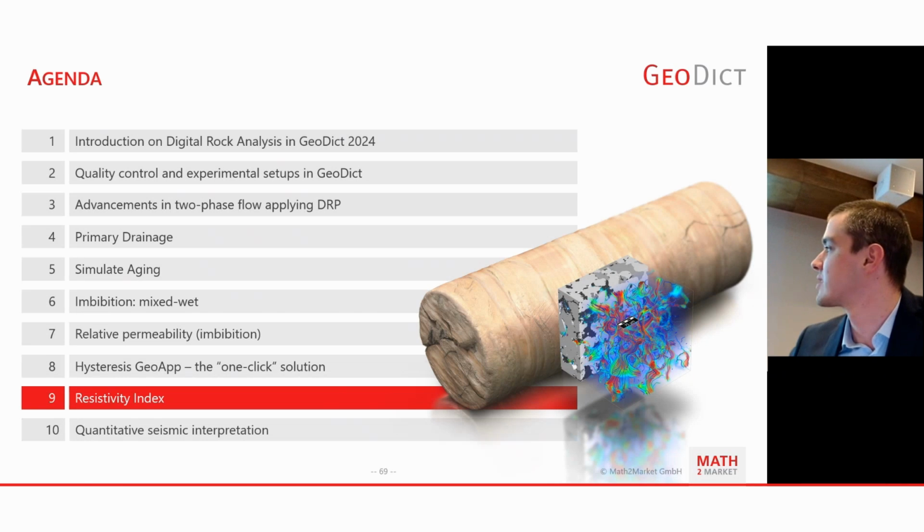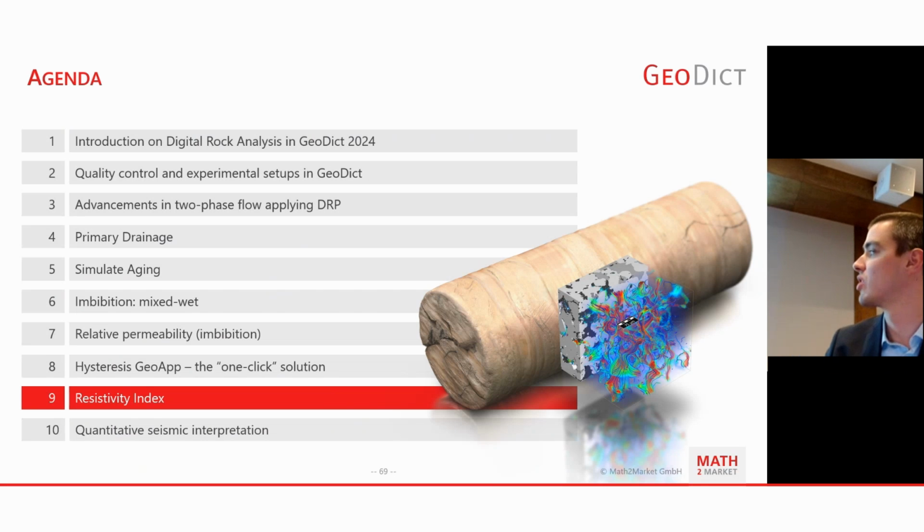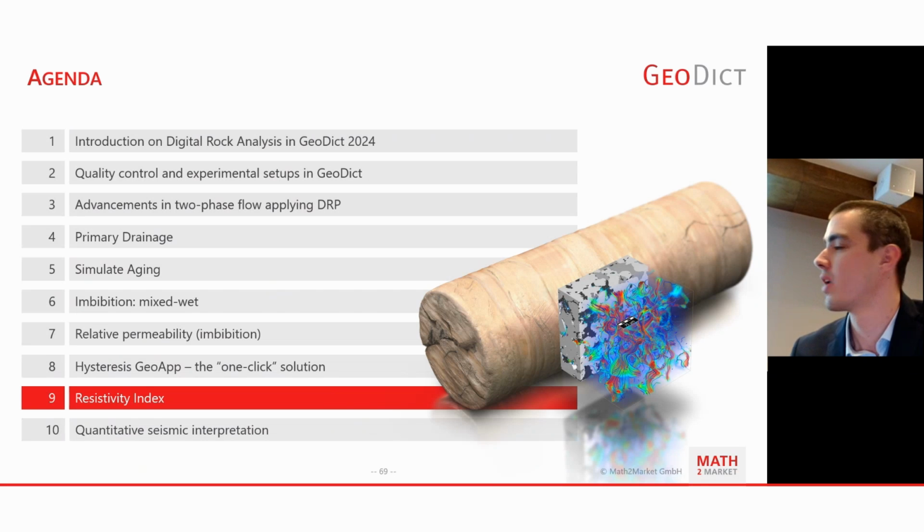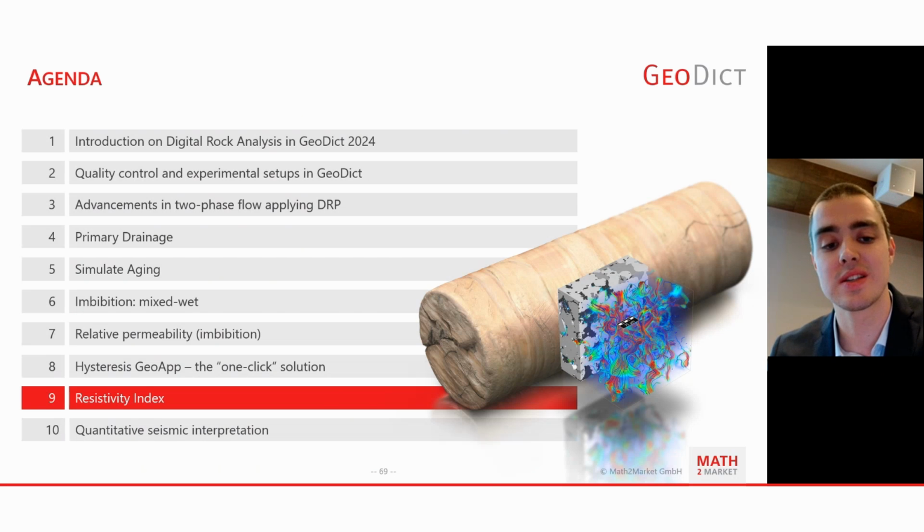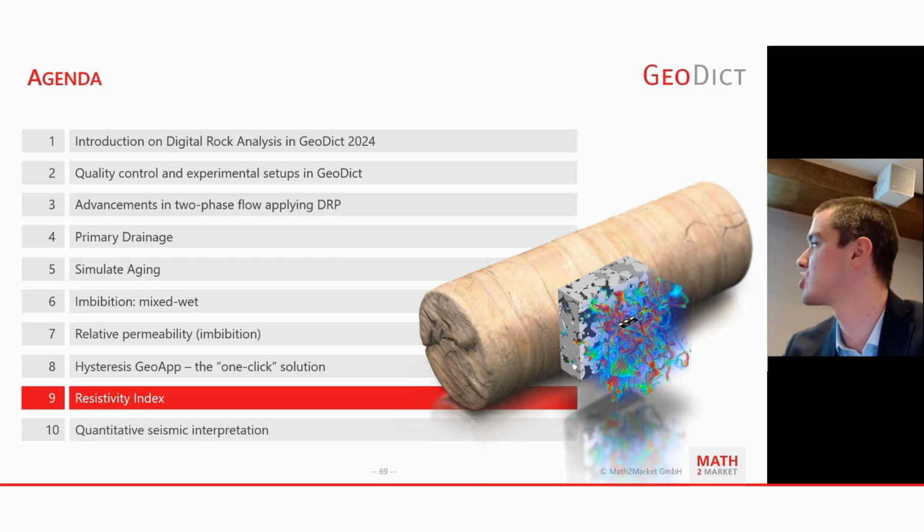Thank you once again, ladies and gentlemen. And let's continue now with another application of the two-phase flow module in GeoDict. Let's continue with the computation of resistivity indices and M and N or Archie exponents.